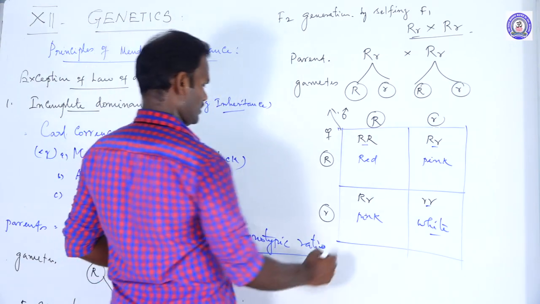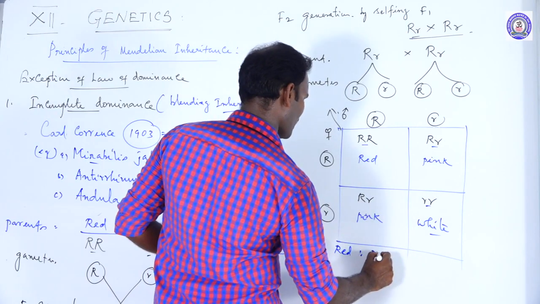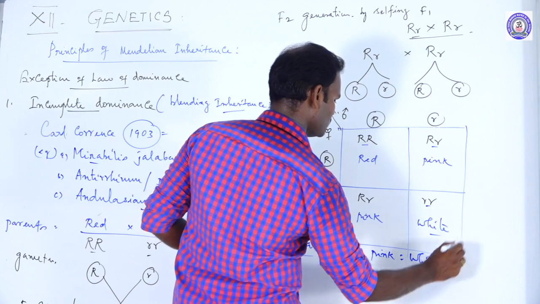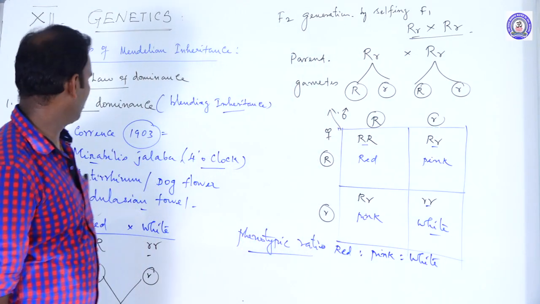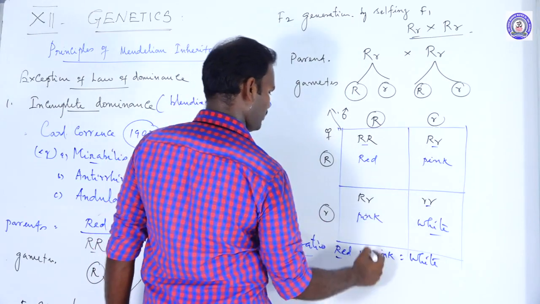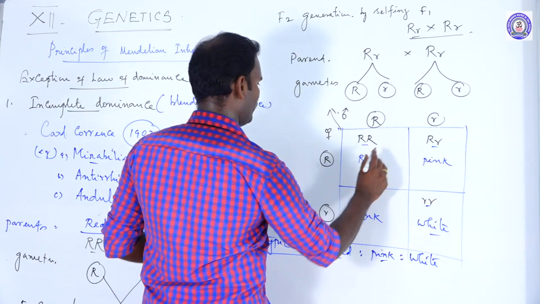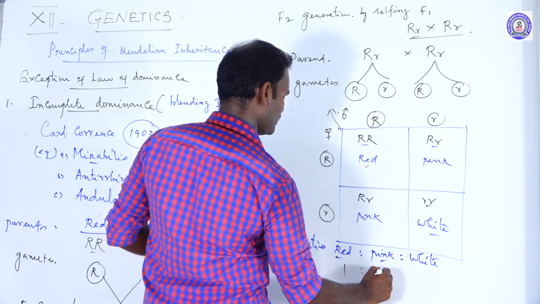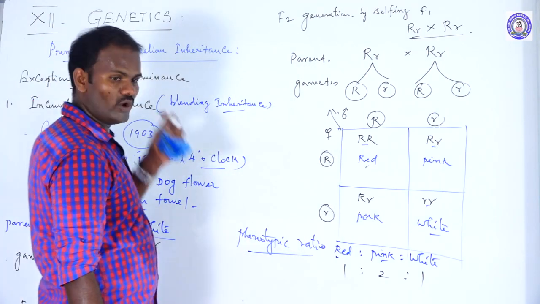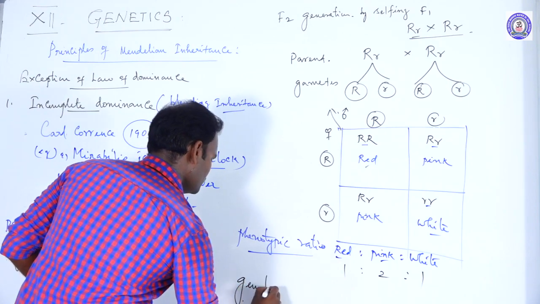So what is the phenotypic ratio actually? Phenotypically, red flowers, pink flowers and white flowers were also observed by Karl Correns. So red appears, pink also appears, and white. How many red? Only one red. How many pink? Two. How many white? Only one. So the phenotypic ratio is 1:2:1.